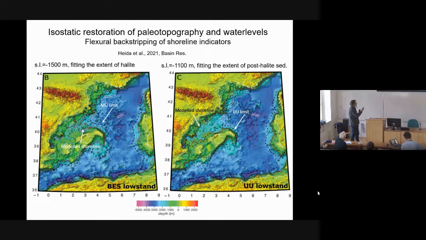You can choose either the lateral extent of halite, how far it reaches from the deeper parts into the margins, or you can choose the lateral extent of the upper deposits. And depending on that, by doing a flexural backstripping of those shoreline indicators, you get different estimations of what was the original depth of this sea level drawdown. How much did the sea level go down during the desiccation of the Messinian Salinity Crisis?